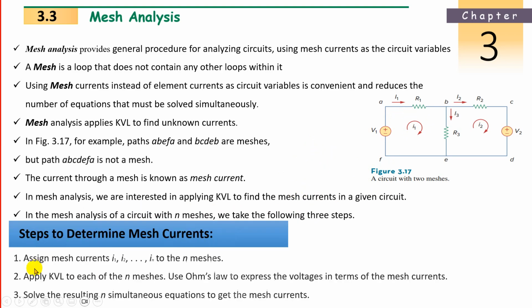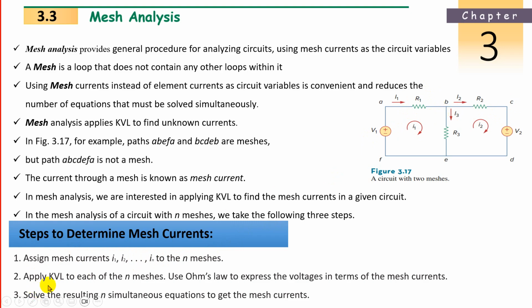Assign mesh currents I1, I2 up to IN to the meshes. See, loop currents, mesh currents are like this. The arrow with rotation will come. That is your mesh current. 1, 2, 3 up to n meshes, n currents.